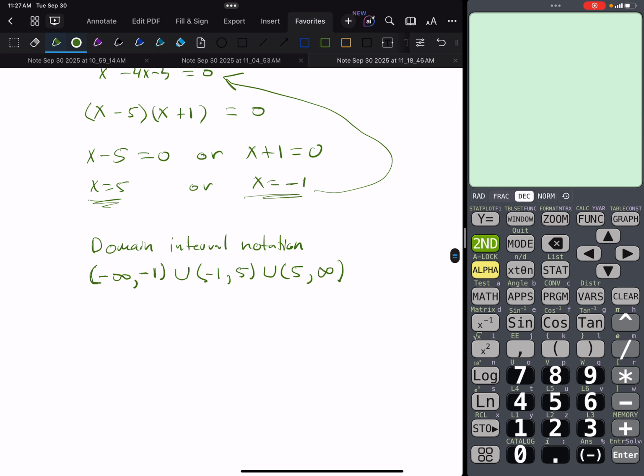A more direct way to say that would be with set notation. So that's interval notation. This would be with set notation. And I would say that x such that x not equal negative 1 and x not equal to 5. Close the set.